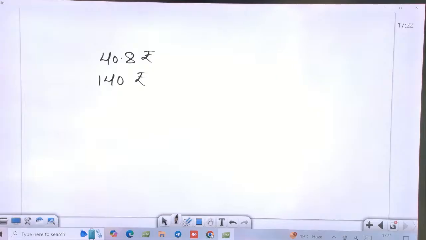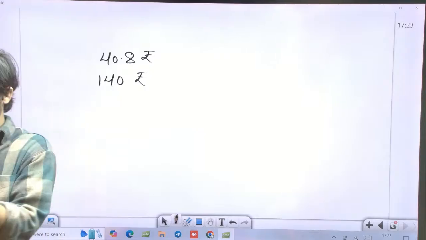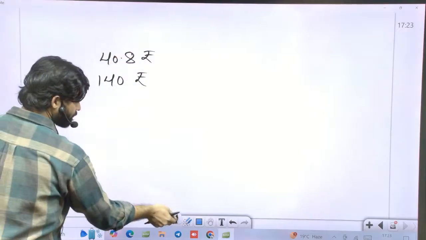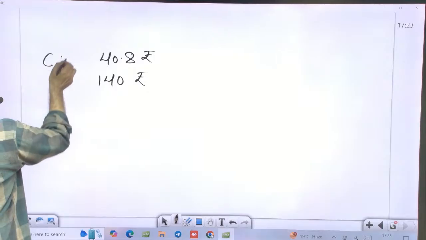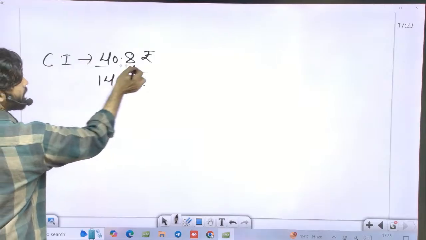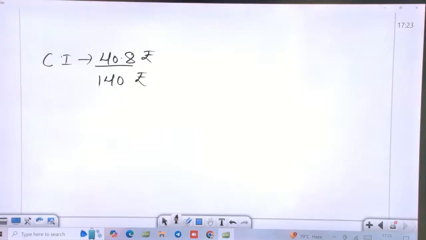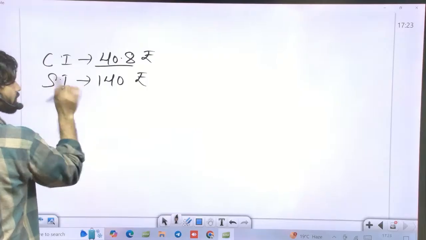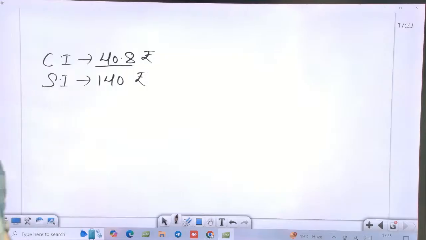The rate of interest is the same. First of all, I'm going to apply two simple properties. There is a relation between CI and SI. Look at the board, please. This CI is for how many years? For 2 years. And this SI is for how many years? For 7 years.